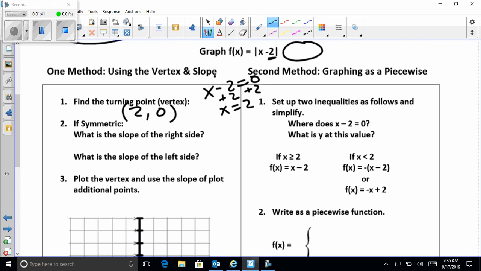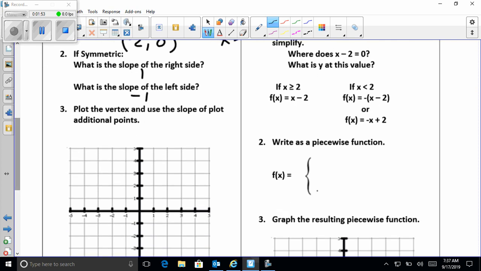So looking at our slope, we're just looking for the number that's in front of x. Well, our slope is 1, and that's going to be on the right side. On the left side, it's going to be opposite of that, negative 1. So we can use this information to graph. We're going to start at 2, 0. On the right side, we're going to go up 1 over 1. And on the left side, we'll go up 1, back 1, because it has a negative. And there you go.